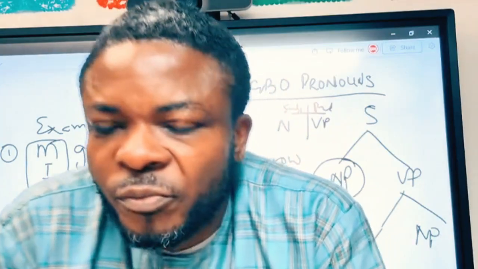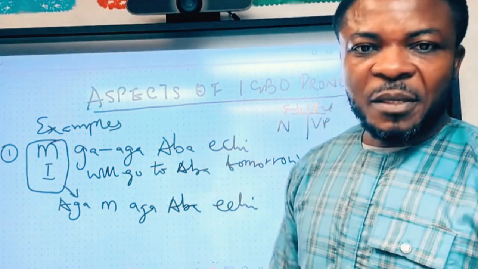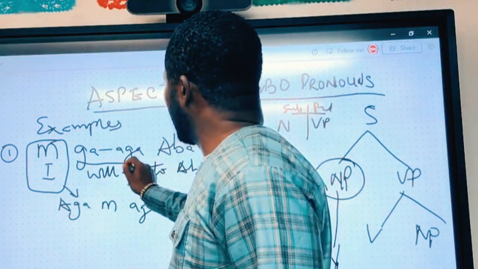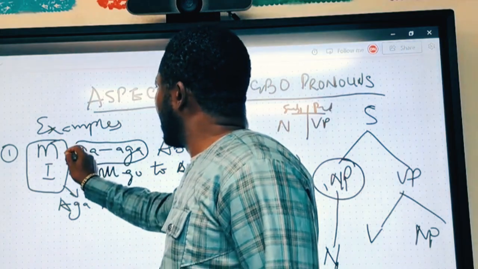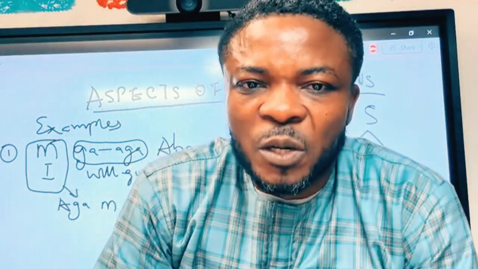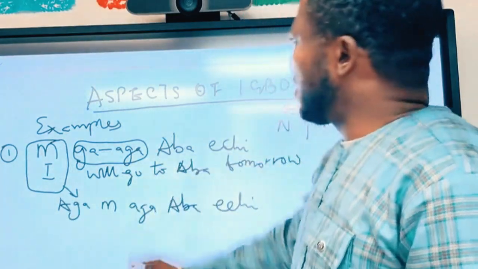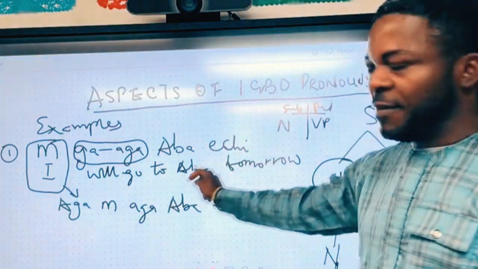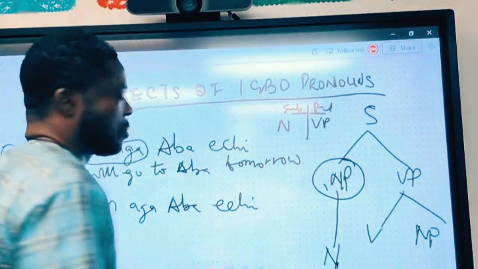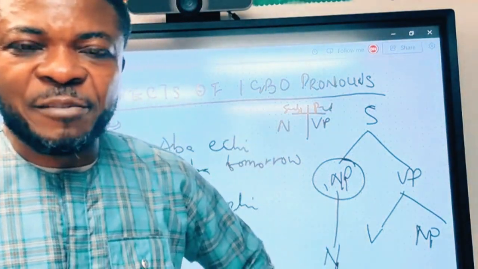Will go to. Will go to. Thank you, Adeze. So in Igbo, it is gaga. This is my verb phrase. Gaga. Will go to. So if this is my verb phrase, what is this? What is aba echi? Who knows? What is aba echi?